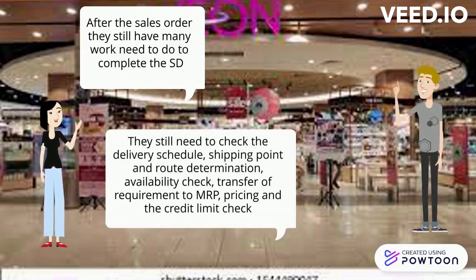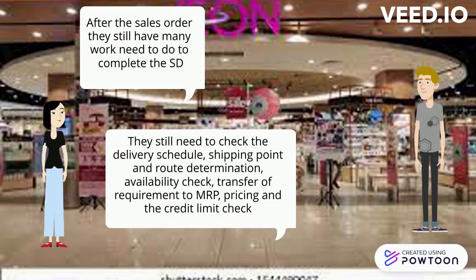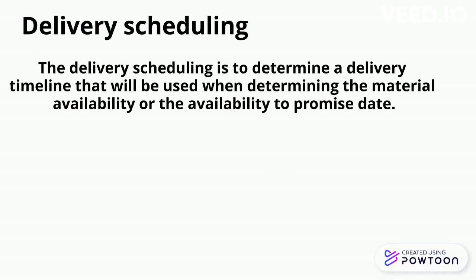They still need to check the delivery schedule, shipping point and route determination, availability check, transfer of requirement to MRP, pricing, and the credit limit check. The delivery scheduling is to determine a delivery timeline that will be used when determining the material availability, or the availability to promise date.